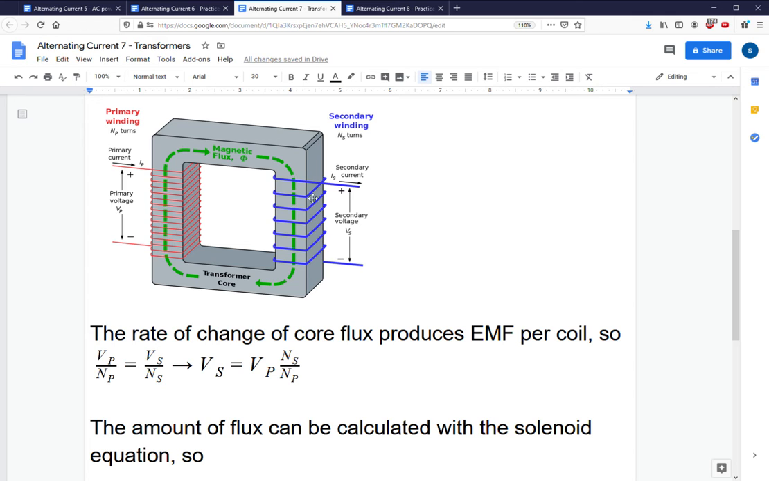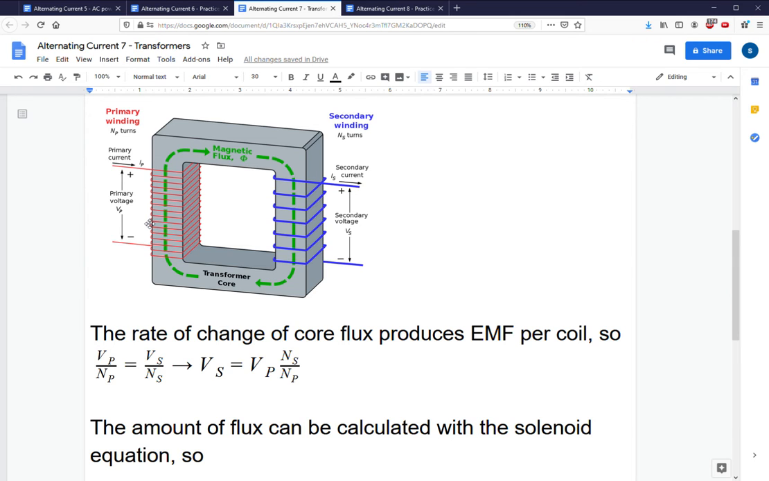Now, in this transformer as drawn here, this is known as a step-down transformer, because there are fewer loops in this coil than there are in this coil, which means the secondary voltage will be smaller than the primary voltage. So we say the voltage gets stepped down.